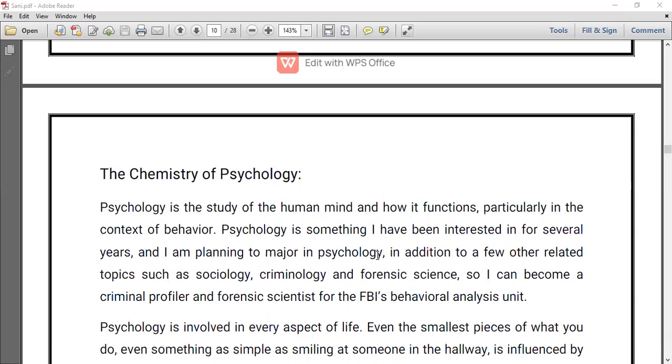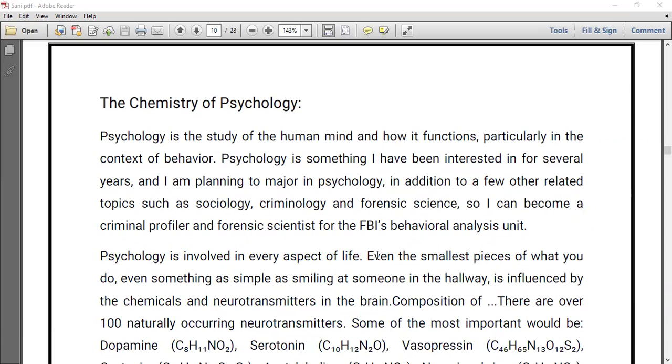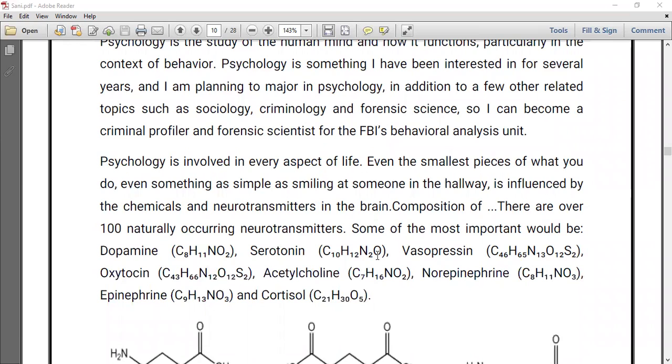Psychology is the study of the human mind and how it functions, particularly in the context of behavior. It is something I have been interested in for several years, and I am planning to major in psychology in addition to a few other related topics such as sociology, criminology, and forensic science, so I can become a criminal profiler and forensic scientist for the FBI behavioral analysis unit. Psychology is involved in every aspect of life, even the smallest piece of what you do, even something as simple as smiling at someone in the hallway is influenced by chemicals and neurotransmitters in the brain.